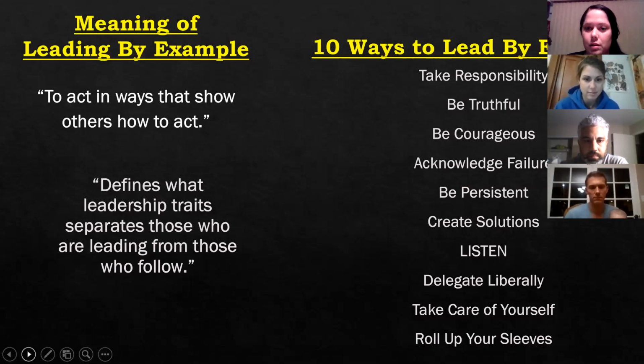Take responsibility. So be that person that if you mess up, you're like, hey, I messed up, I'll be the first to say it. Be truthful. You never want to lie, because most of the time it comes out anyways if you lie. Be courageous. Acknowledge failure. Same thing, take responsibility. If you fail, let people know, and then just don't let it happen again. Be persistent. So don't give up. Keep pushing to what you want and what your goal is as a leader.